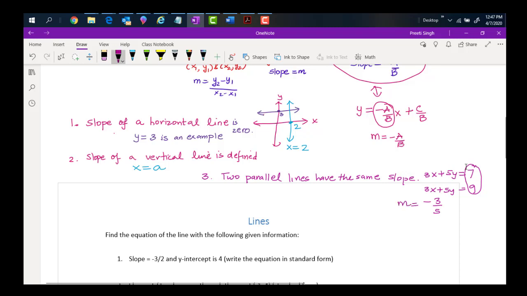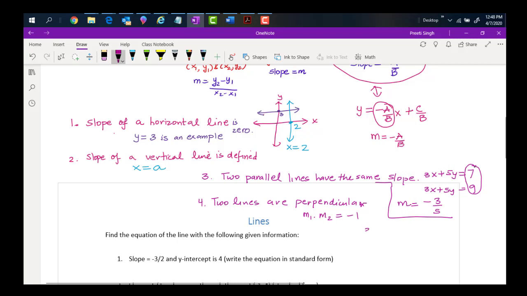So slope is -3/5. Now, for the perpendicular lines, if two lines are perpendicular, they are intersecting each other at 90 degrees. So if two lines are perpendicular, then the slopes of the two lines, m1 and m2, should multiply and give you -1. So when two lines are perpendicular, the product of their slopes is -1.